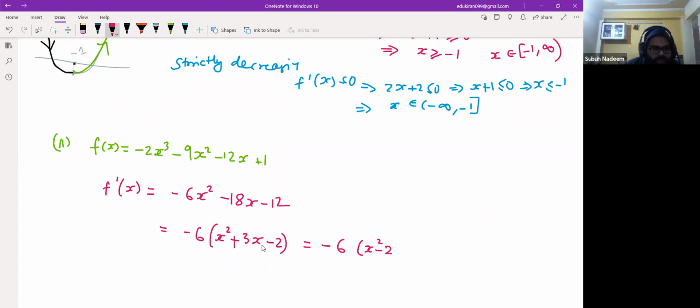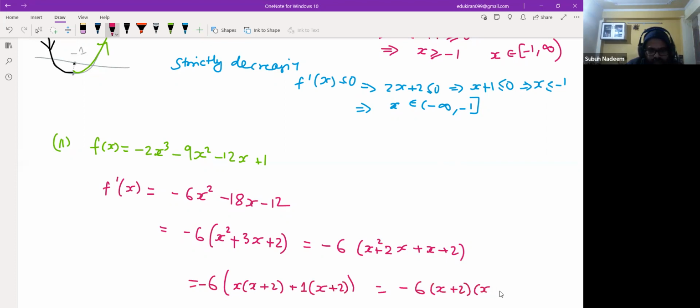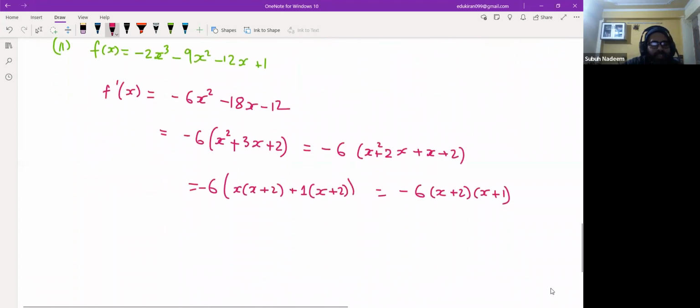Oh, it is a plus. This is also plus. Minus we have taken common outside. So x square plus 2x plus x plus 2. So this will be minus 6, and then x common. So x plus 2 plus 1 common, x plus 2 is equal to minus 6, x plus 2 common into x plus 1. So this is how you write the derivative f dash x, right? Yes, sir.